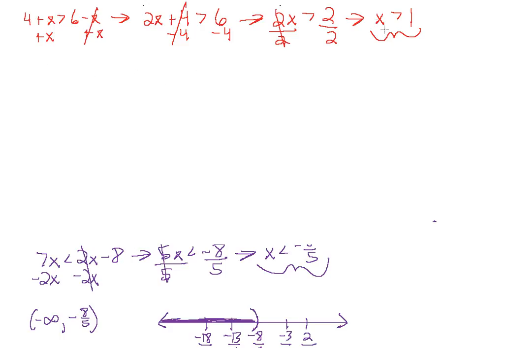So interval notation, we're looking for all the numbers that are greater than 1. So we're starting at 1, we're not including 1, so we're putting a parenthesis here, and we're including all the numbers going out to positive infinity. And that's interval notation for our solution set. So let's see what it looks like on a number line.